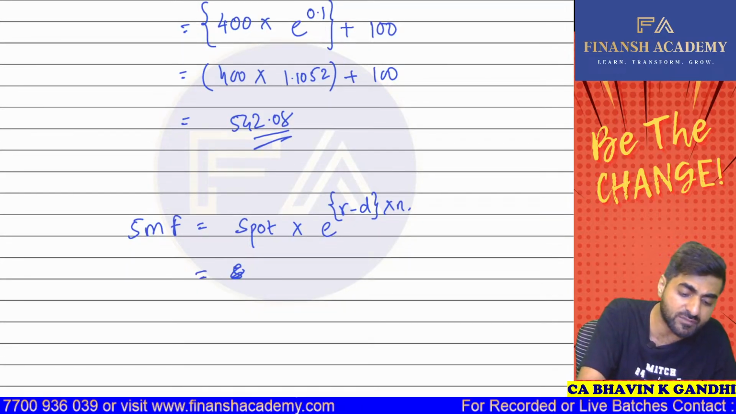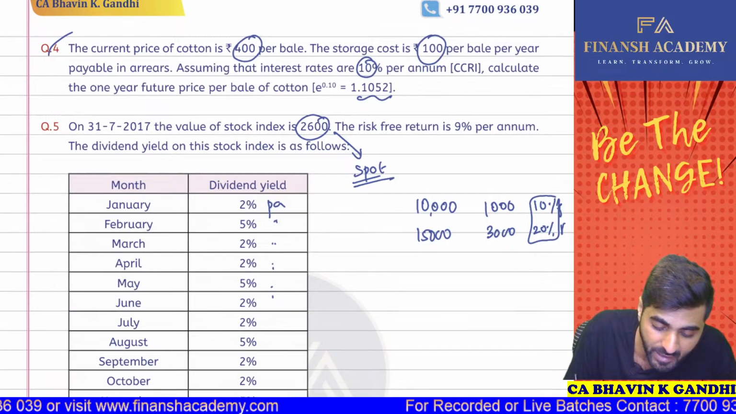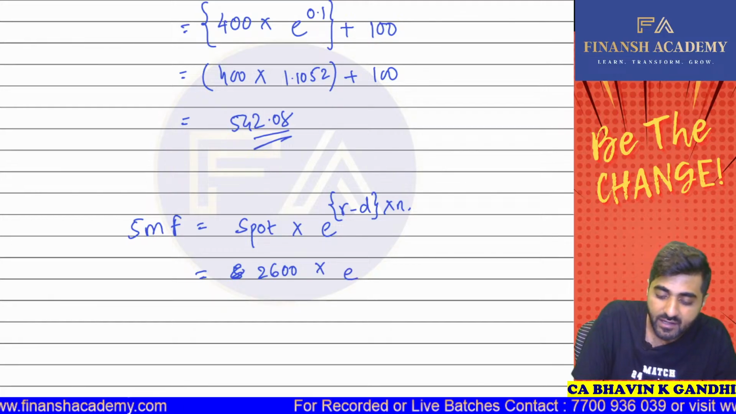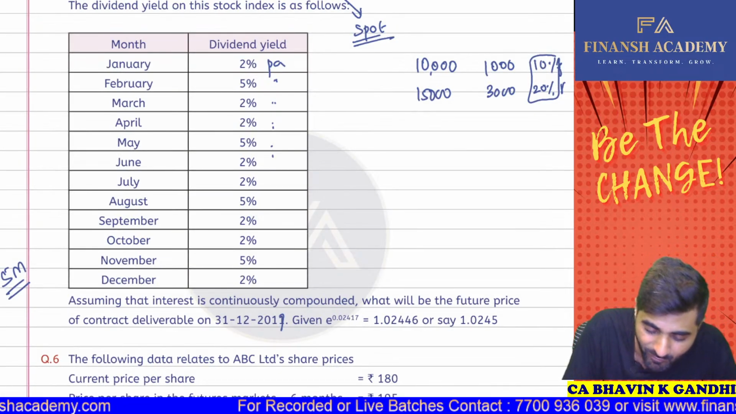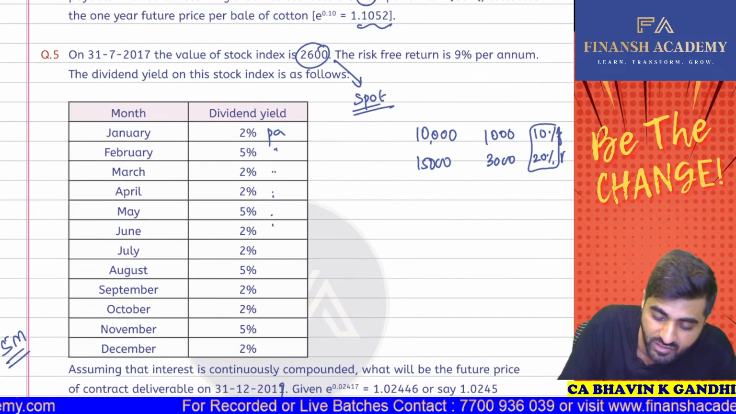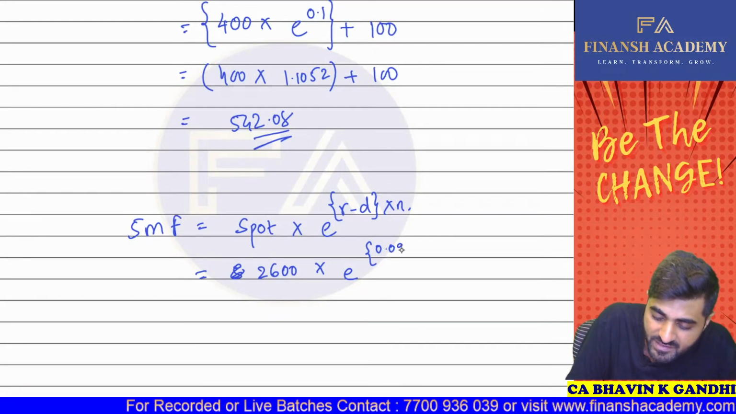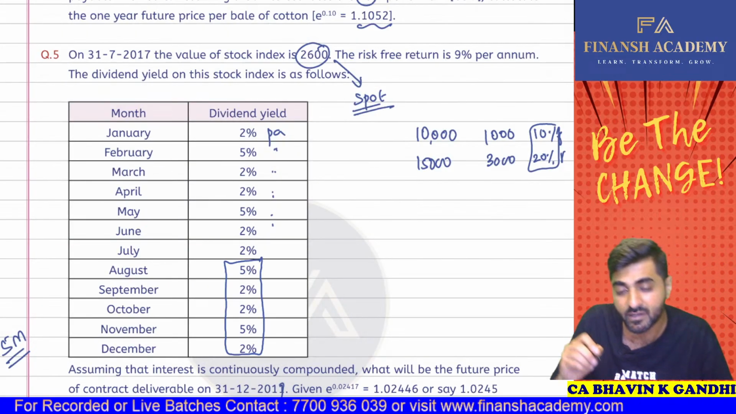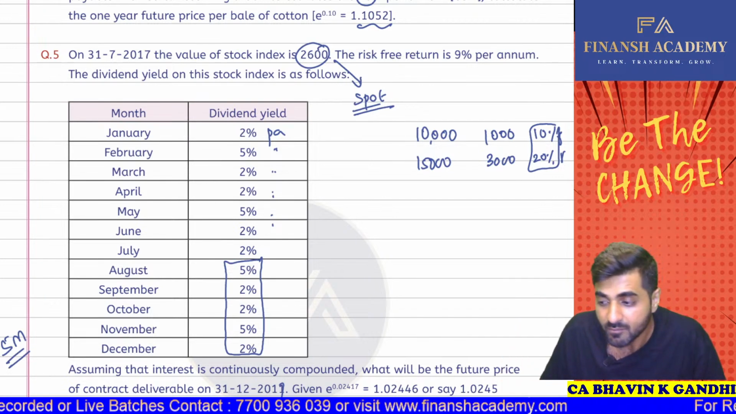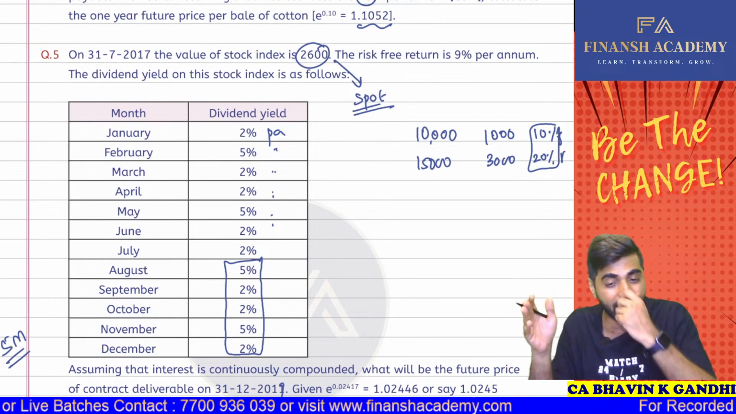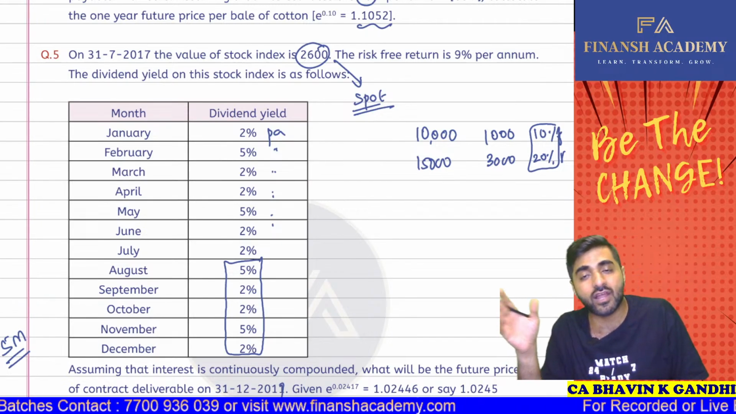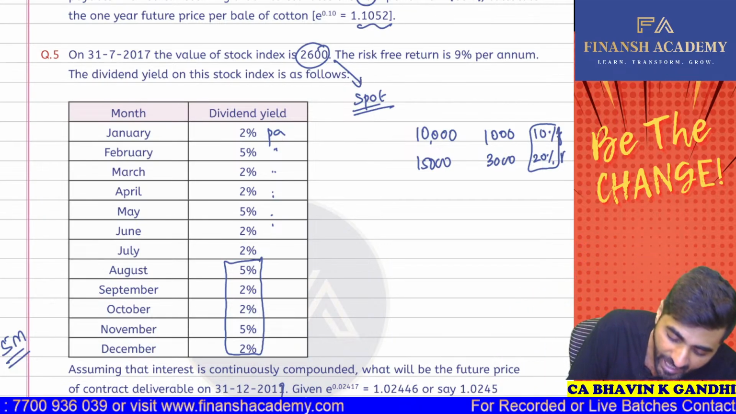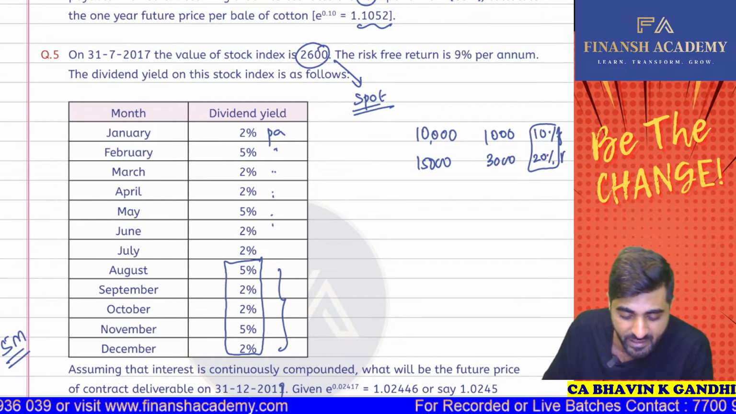So this will be spot. What's your spot? Your spot is nothing but 2600. This I need to multiply by e raised to the power r. r is nothing but whatever is my interest rate, which turns out to be 9%, 0.09, minus what is my dividend yield. Now dividend yield, my dear students, I have to take from August to December, because we are talking from the July end perspective. So now we have 5 months dividend. I cannot take the summation of all the 5 because everything is on per annum basis. So what I need to do next is take this and divide by 5. So I'll be taking the average of it.